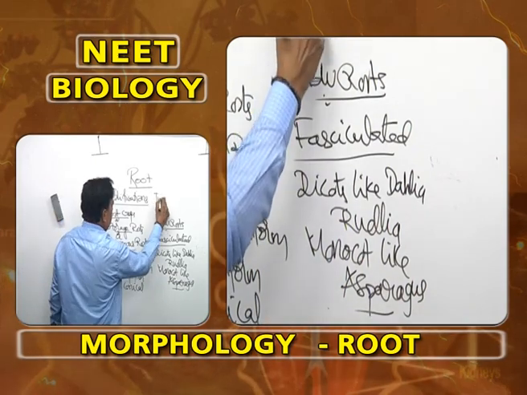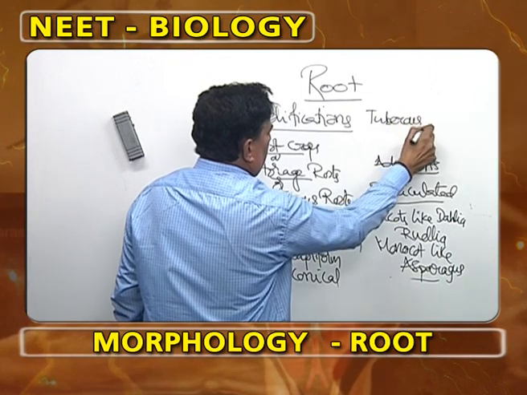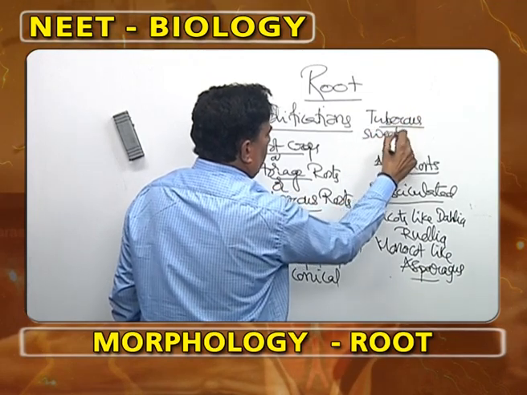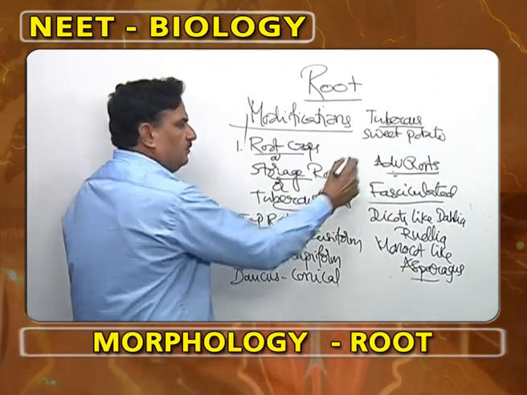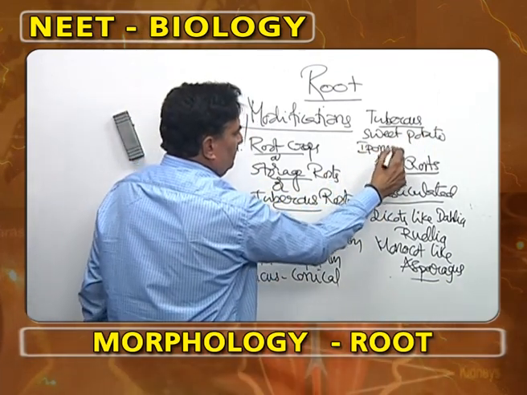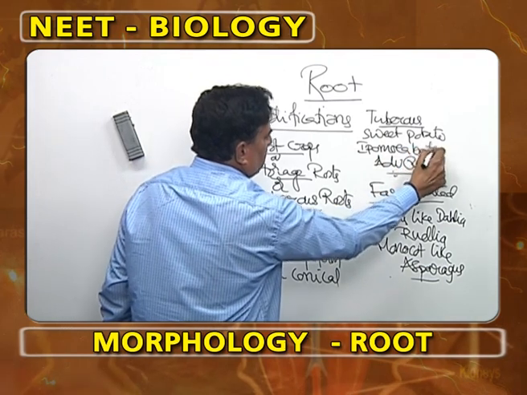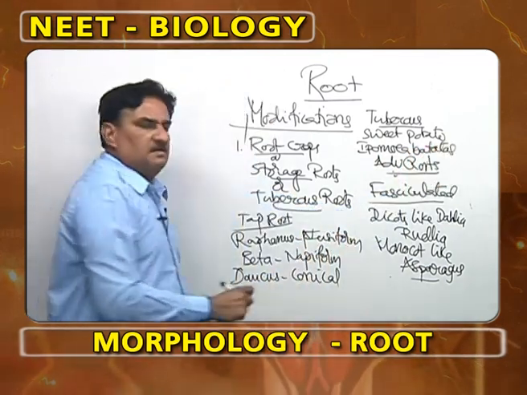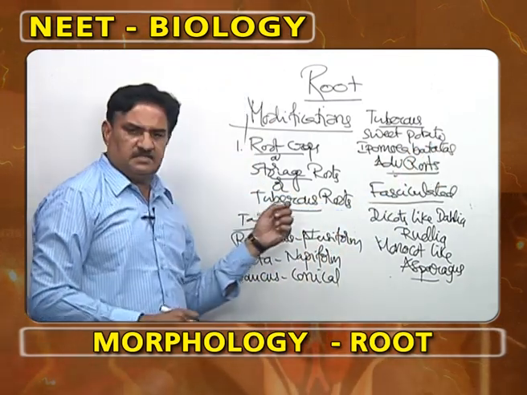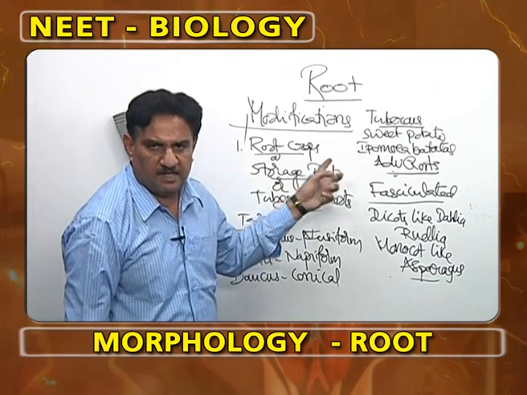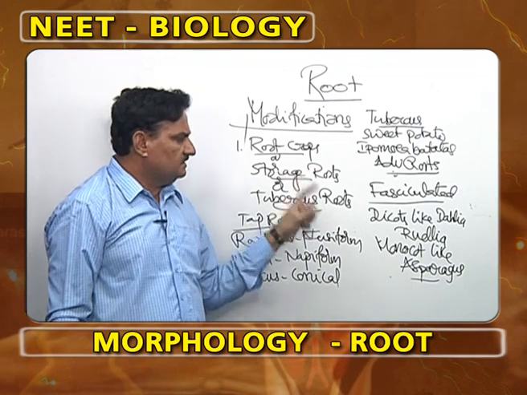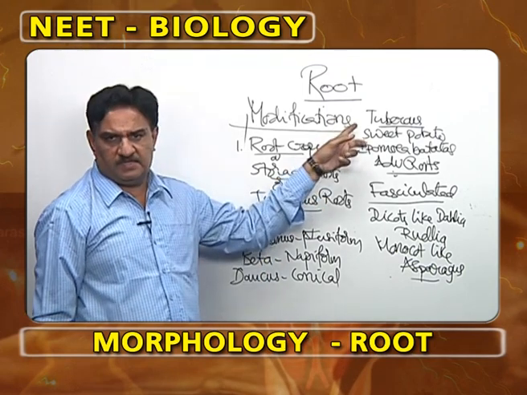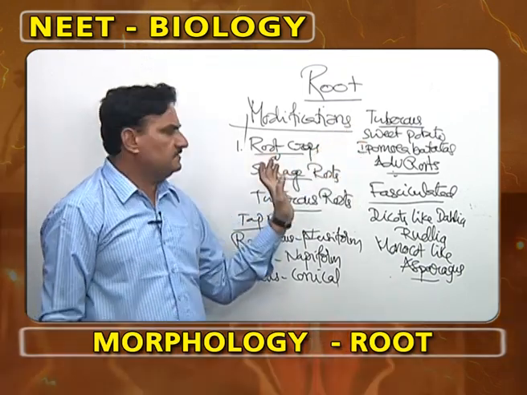Then tuberous roots. In a plant by name sweet potato, Ipomoea batatas, the botanical name is Ipomoea batatas, a single adventitious root stores food material and becomes tuberous. Only one adventitious root will be there. That single adventitious root stores food material and becomes tuberous.